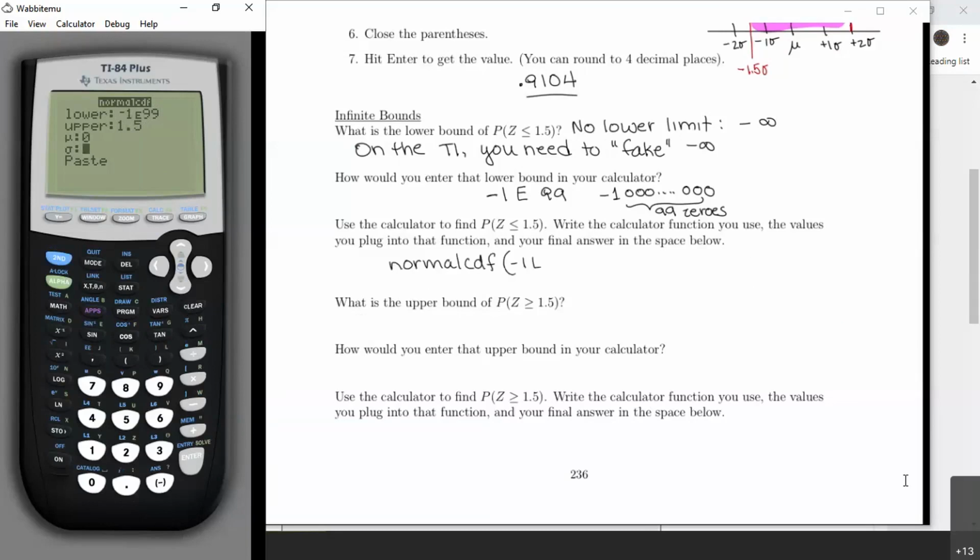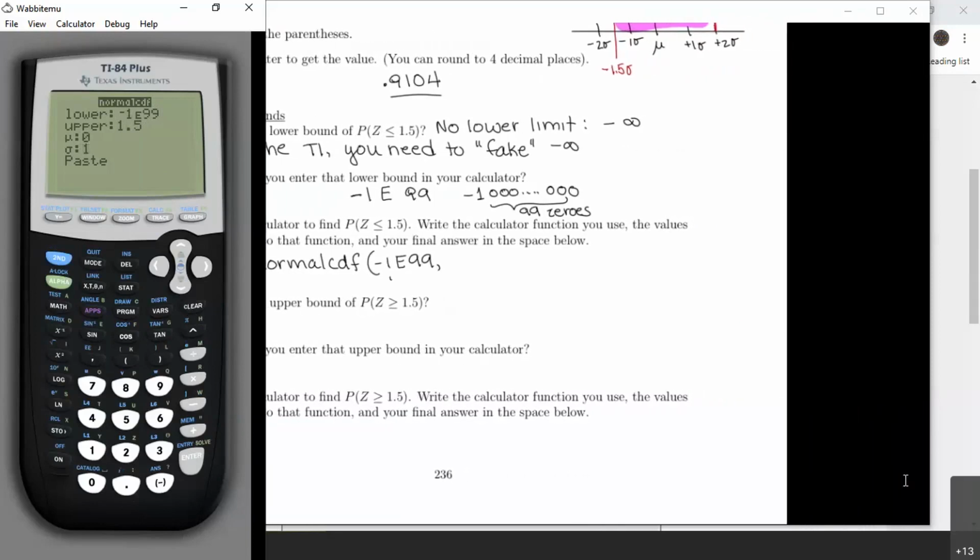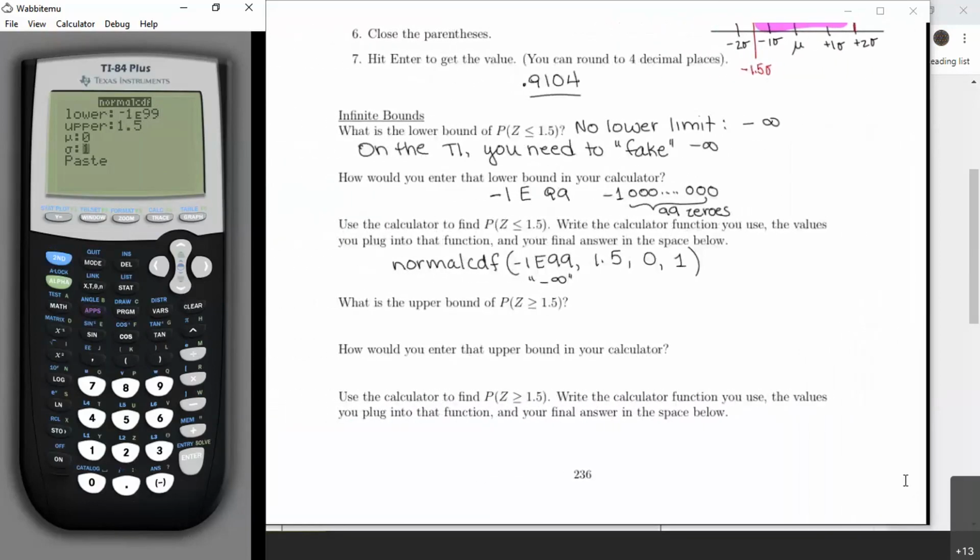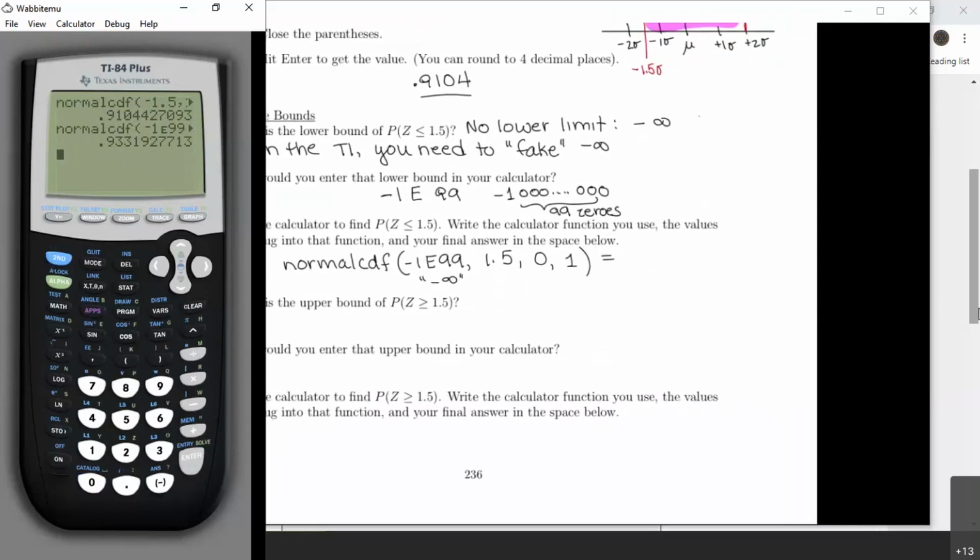Okay, negative 1E99 for the lower bound, which is like negative infinity. 1.5 is the upper bound, 0 is the mean, 1 is the standard deviation. That's the command we're using. We hit paste and enter, and you get, again, about 93%. 0.933, and I'll round that 2 up because of the 9 that's behind it.